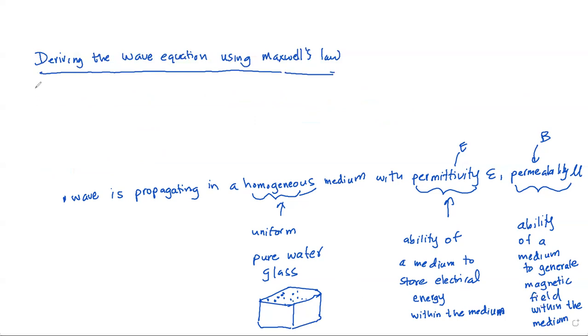Okay, so that's regarding the assumption that we are making. We are assuming the wave that is propagating is propagating in a homogeneous medium with certain permittivity and permeability. So whatever wave is generated, it is moving in a homogeneous medium. We don't know what kind of wave is generated, but we are going to find it using mathematics.